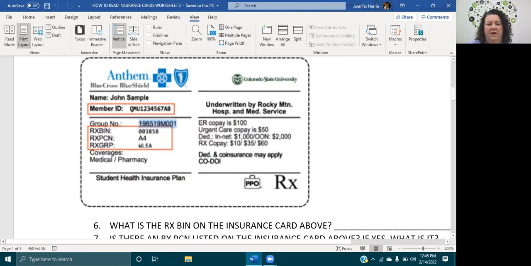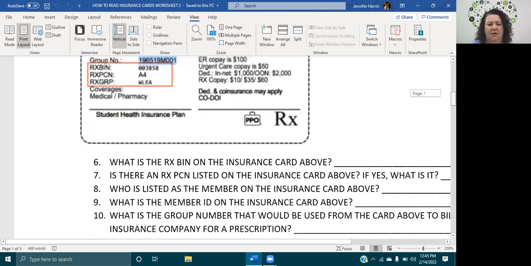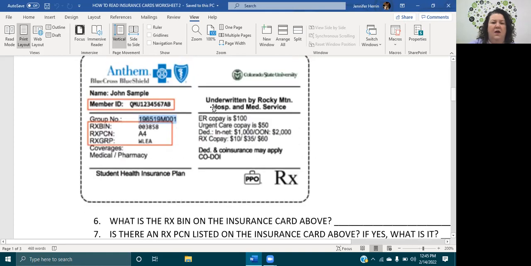Question number 8, who is listed as the member on the insurance card above? Well, this one only has one name on it, and that's going to be your member, John Sample, in this example. What is the member ID on the insurance card above? And again, they've got a red box around this one, include all letters and numbers. So QMU 1234567AB. You would put that entire thing as your member ID number.